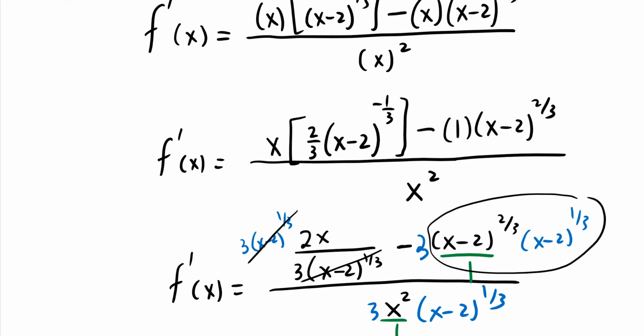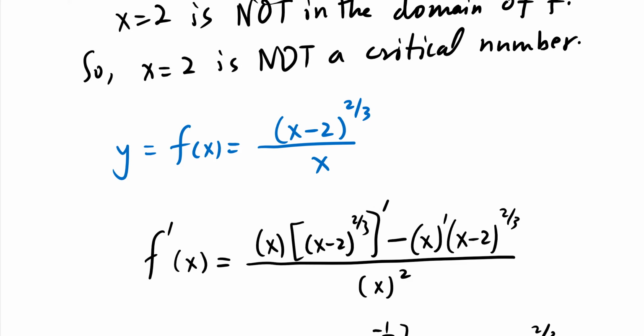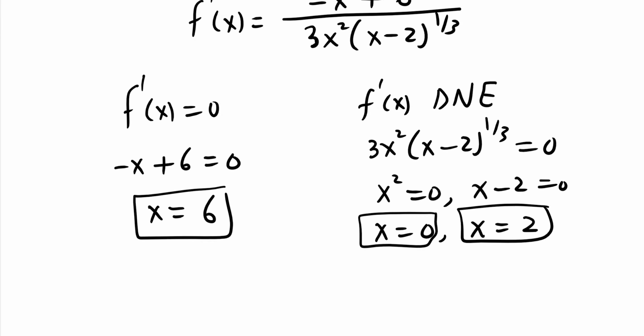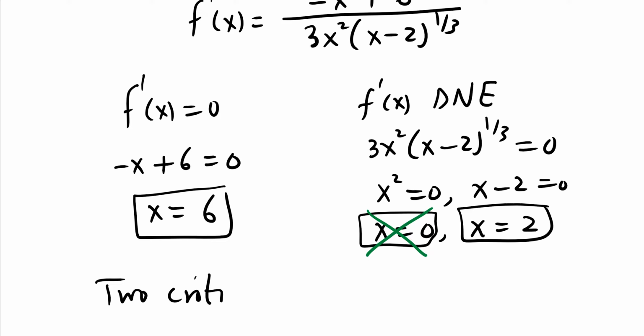So this means I'm not including something. What's the domain of this function? Domain is all real numbers except 0. So 0 is one of the values? Oh yeah, so we cross it out. So the function has two critical numbers: 6 and 2.